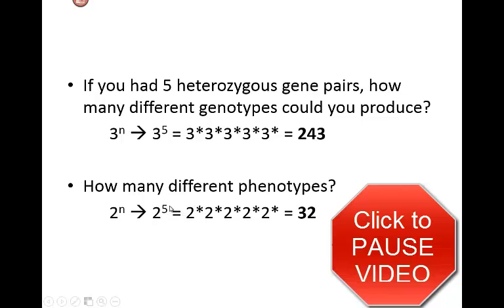In terms of how many different phenotypes, it's 2 to the n, or 2 to the 5th, so you would have 2 times 2 times 2 times 2 times 2, and that would be 32 different phenotypes.